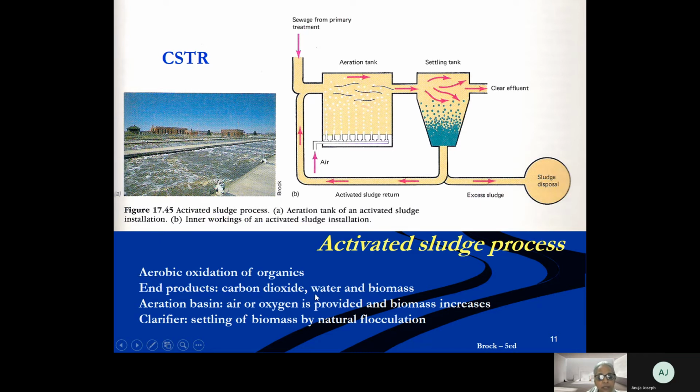The end products are carbon dioxide, water, and biomass. It's a fully aerobic process where organic matter is being converted to CO2, water, and biomass.